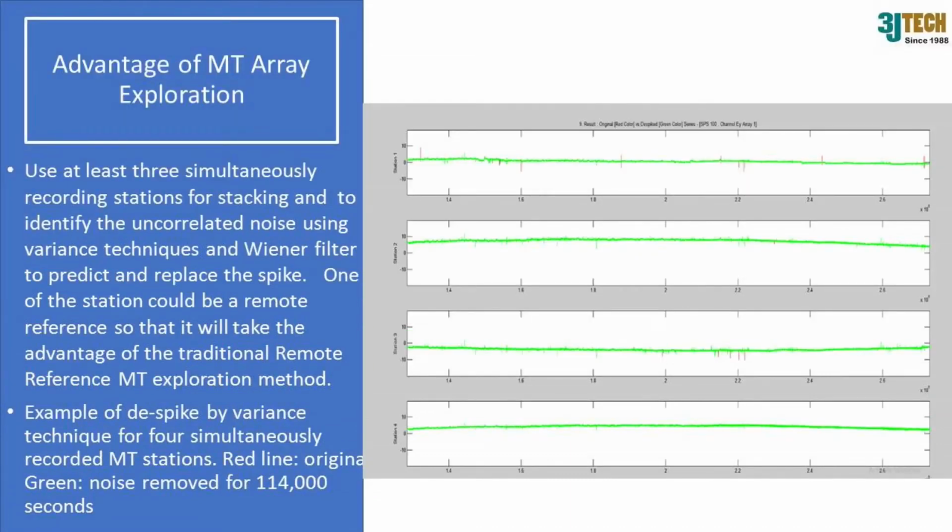For array data acquisition, we use at least 3 simultaneously recording stations for stacking and to identify the uncorrelated noise using variance techniques and Wiener filter to predict and replace the spike. One of the stations could be a remote reference so that it will take the advantage of the traditional remote reference MT exploration method. Example of the spike by variance technique for 4 simultaneously recorded MT stations is on the right-hand side of the slide. The red line is the original curve while the green line represents noise removed for 114,000 seconds.